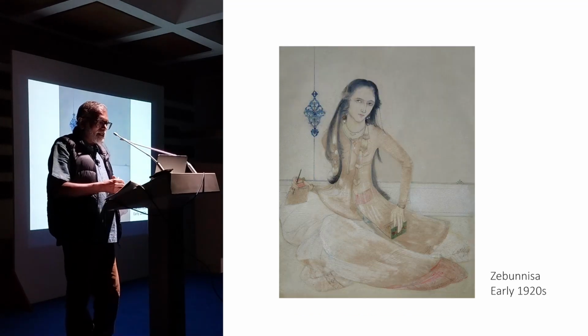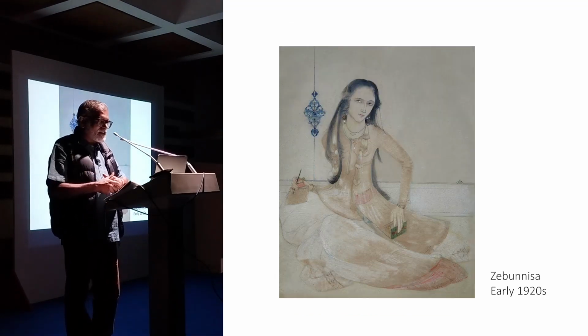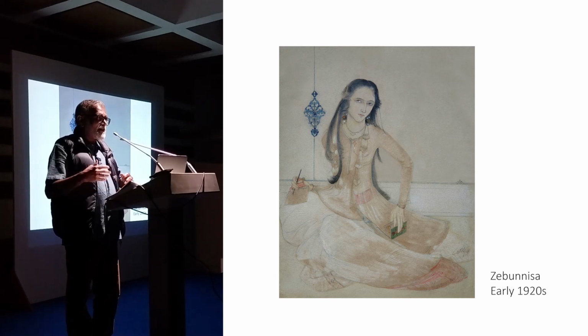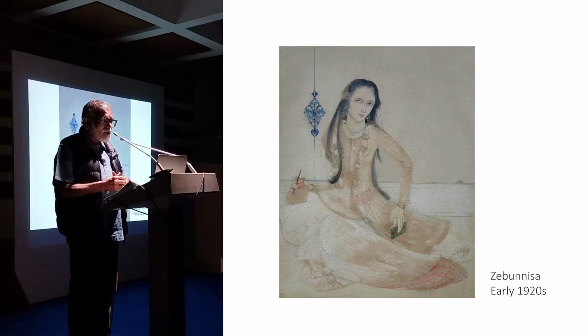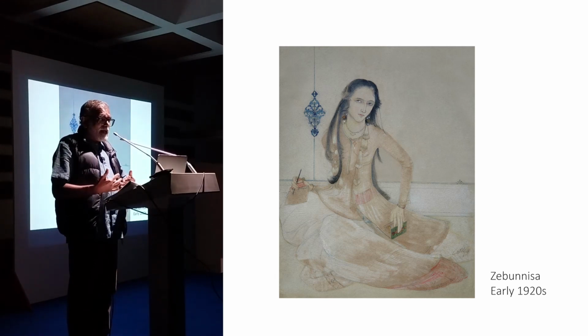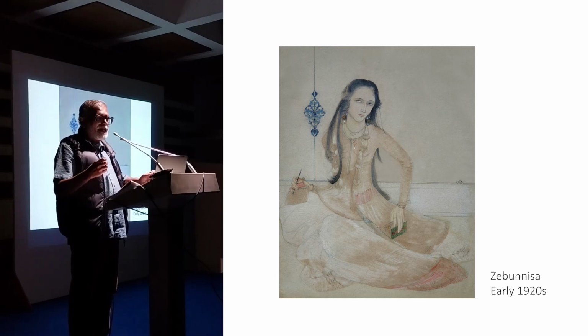Now, similarly, from the same period, you have Sevenisa. This is the daughter of Emperor Aurangzeb, and she was a poetess. And she was a poetess of romantic poetry. And you can see in each one of these, the style is changing. The style is related to the character. The style is no more something that the artist has.